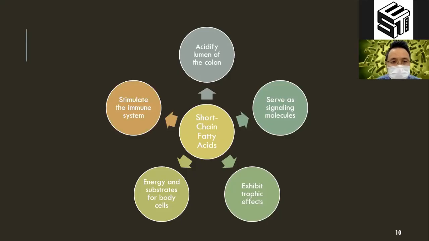And lastly, this short-chain fatty acid stimulates the immune system by enhancing the production of macrophages, lymphocytes, antibodies, and also improving our antibody response. Now, these are the 5 major benefits of short-chain fatty acid.